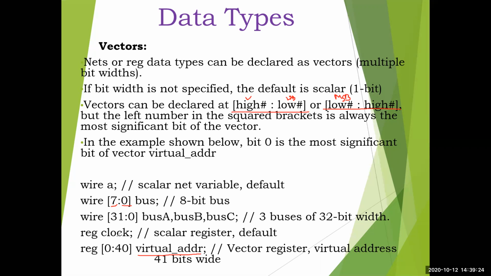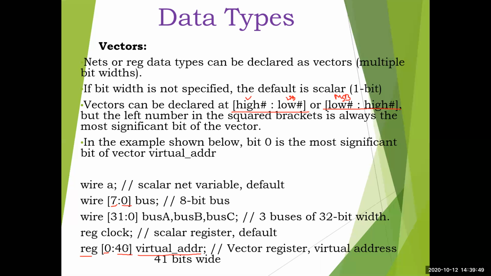Next, register clock with respect to register data type, so it is a scalar register, only one bit. So same thing, we will write it in another fashion. So low number and high number, so this is the second one. Here 0 is the MSB bit and 40 is the LSB bit, and this data type identifier name is virtual address. This is the keyword identifier, and this is the specification of vectors.